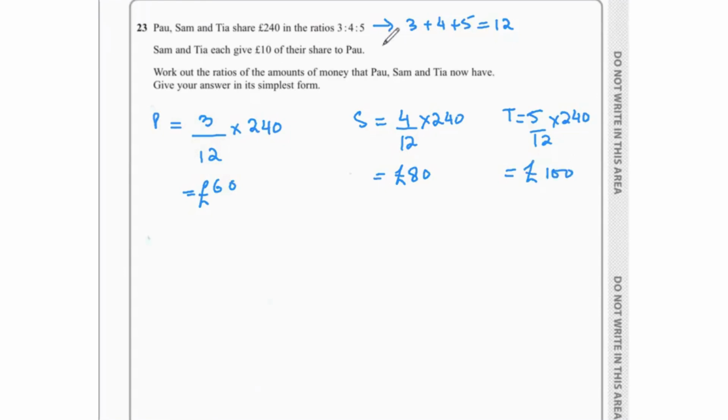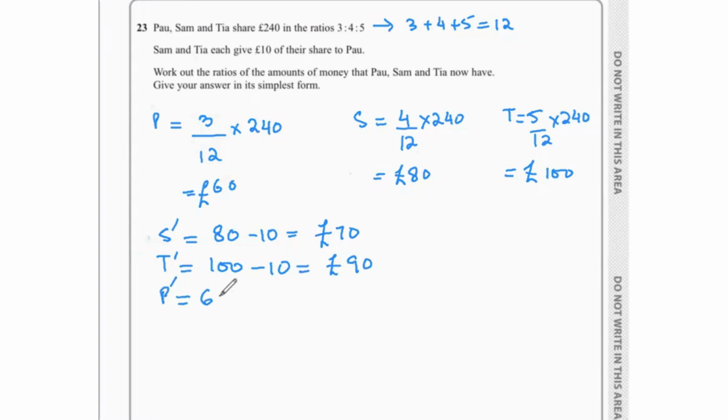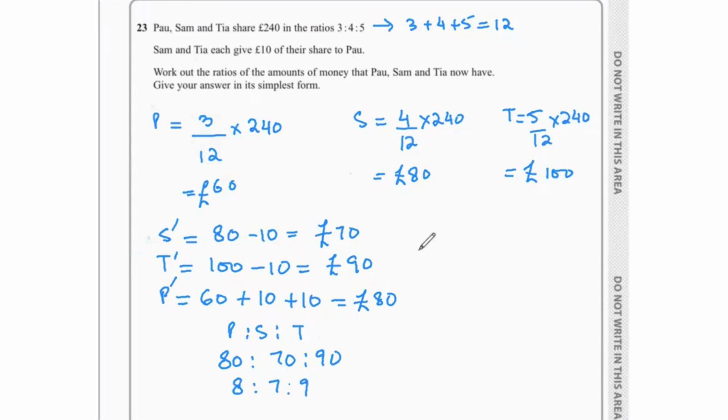Sam and Tia each give 10 pounds to Paul. So for Sam, the new share would be 80 minus 10, which is 70. For Tia, it would be 100 minus 10, which is 90. So now for Paul, it's going to be 60 plus both the 10s that they gave. That's going to be 80 pounds. So the new ratio of Paul to Sam to Tia is 80 to 70 to 90, which simplifies to 8:7:9. That is your final answer.